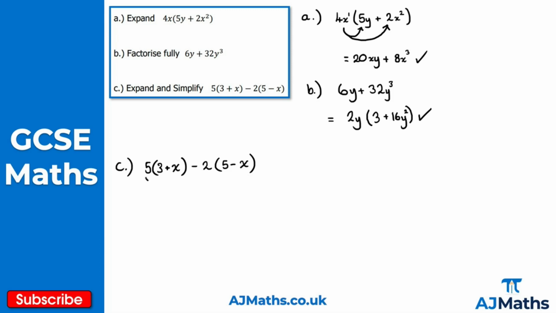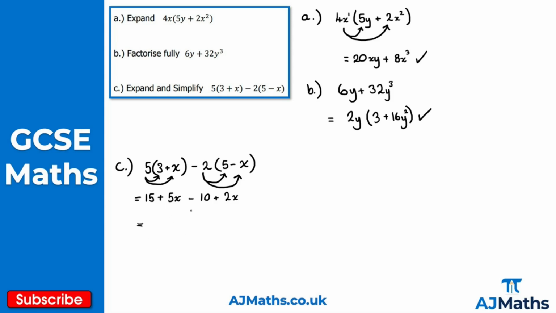So 5 times 3 here, that will give me 15. And we do 5 times x here, so 5 times x would give me 5x. We've then got minus 2 times 5, that will give me minus 10. And then we've got minus 2 here times minus x, and be careful with the signs here. So minus 2 times minus x, that would give me positive 2x there. We get plus 2x.